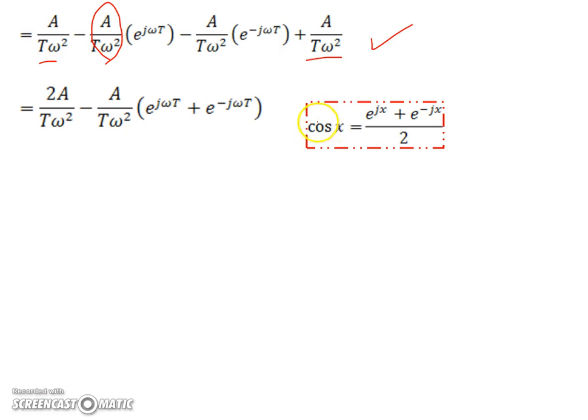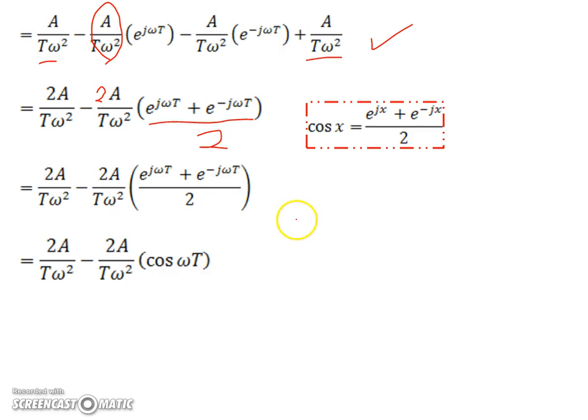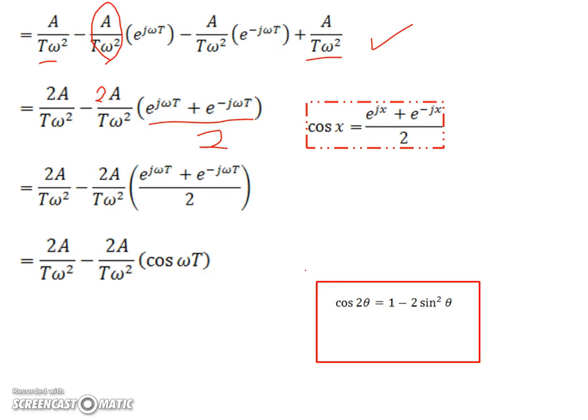So bear in mind that cos x is equal to exponential jx plus exponential negative jx over 2. So we have to add a 2 inside the exponential j omega T plus exponential negative j omega T, so that we will get an equation like this, and we can now solve it by using the double angle formula, that is cos 2 theta equals 1 minus 2 sine square theta.